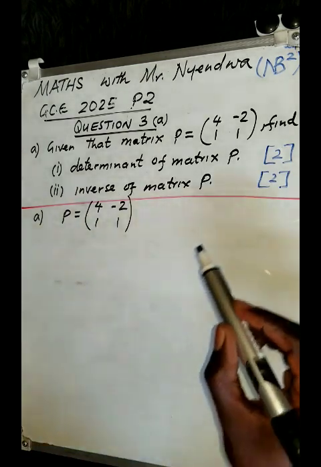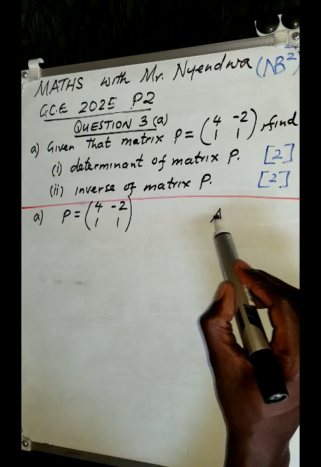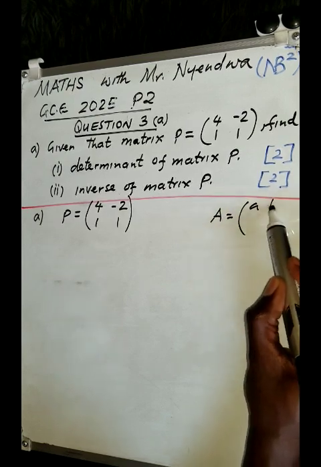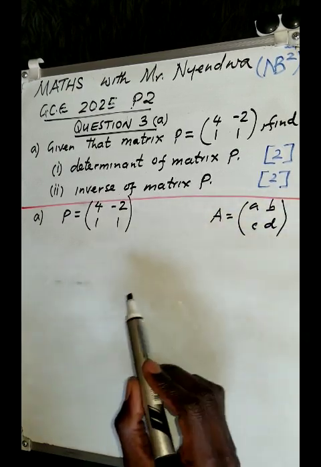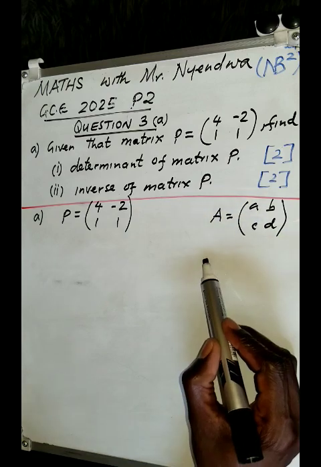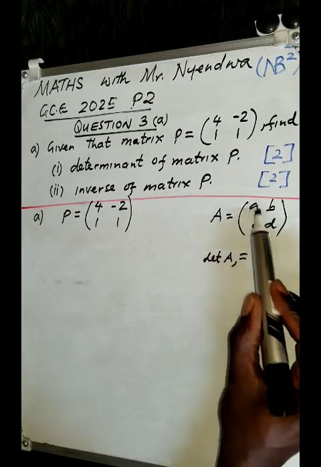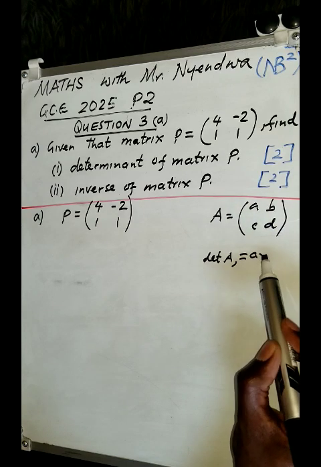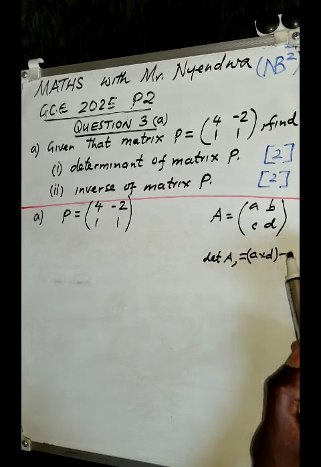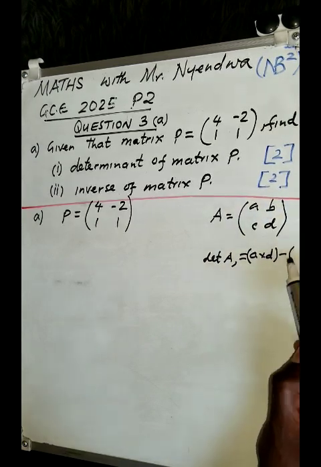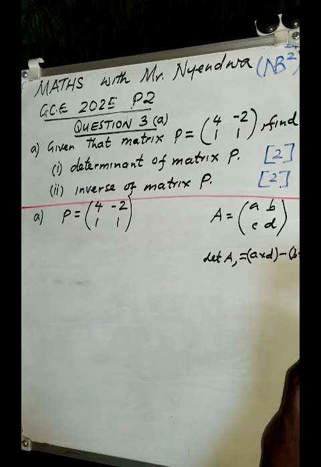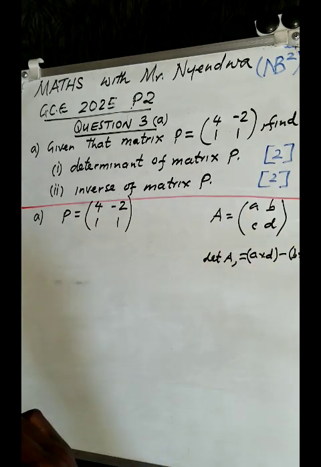Remember, when you're finding the determinant of a matrix, if you have the matrix A, B, C, D, you need to multiply the major diagonal. So the determinant of A is the major diagonal A times D, then you subtract the product of the minor diagonal, B times C. So that's the way you can find the determinant.